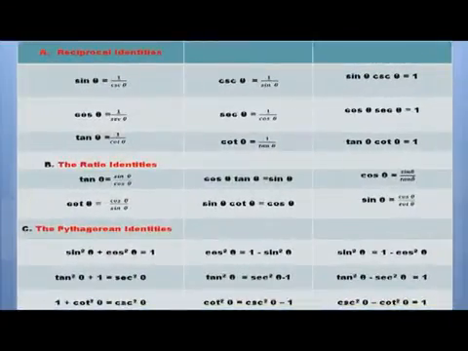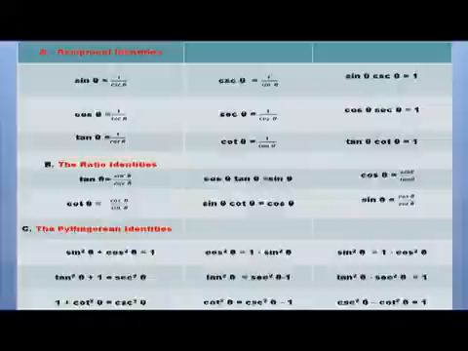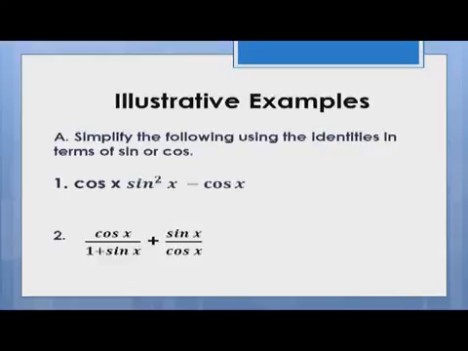I have here the summary table which contains all the identities: the reciprocal identities, the ratio identities, and the Pythagorean identities. I think that you are already ready for our illustrative examples. Simplify the following using the identities in terms of sine or cosine. Number 1, cosine x times sine squared x minus cosine x. Number 2, cosine x over 1 plus sine x over cosine x.